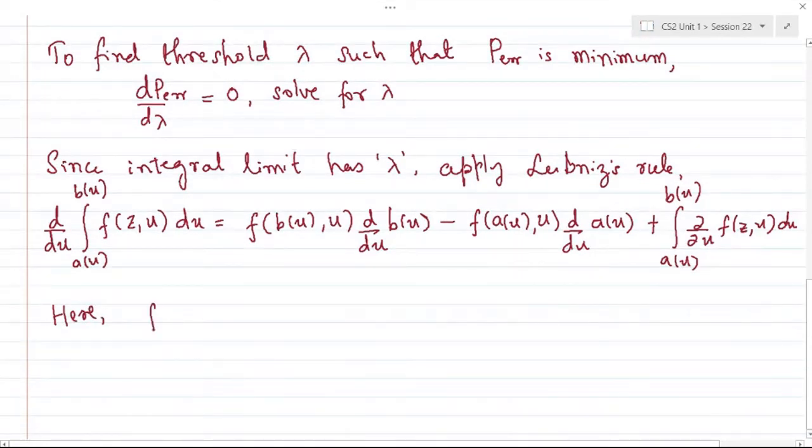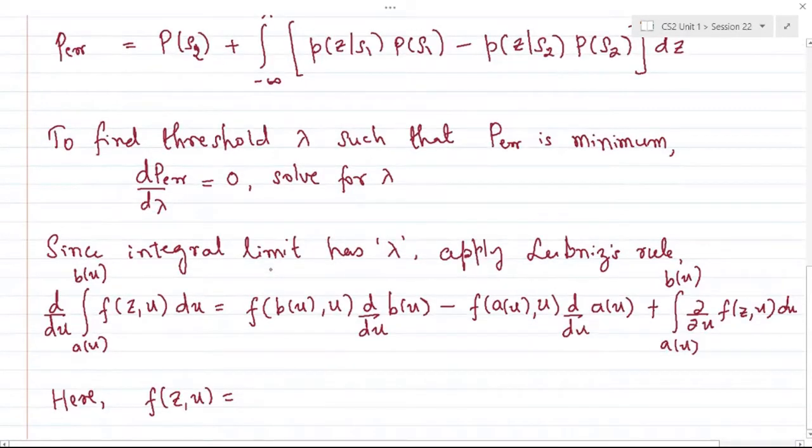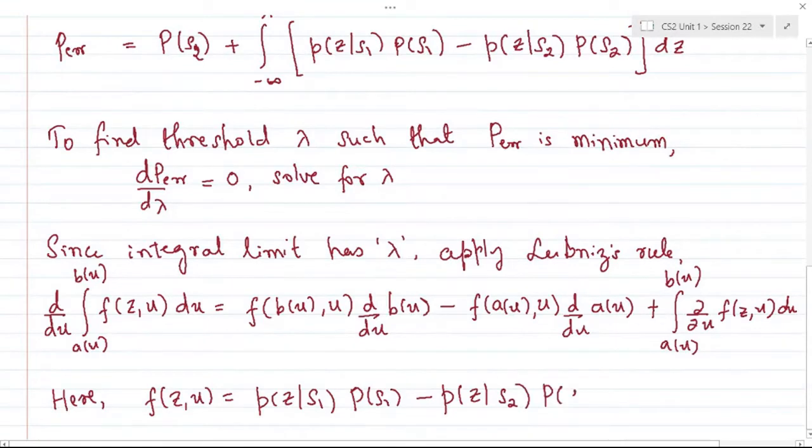So for our situation, the function f of z comma u is whatever is within the argument of the integral. In that sense, f of z comma u is probability of z given s1, times p of s1, because this is constant with respect to lambda, so this differentiation will be 0. So this function is minus p of z given s2 times p of s2.